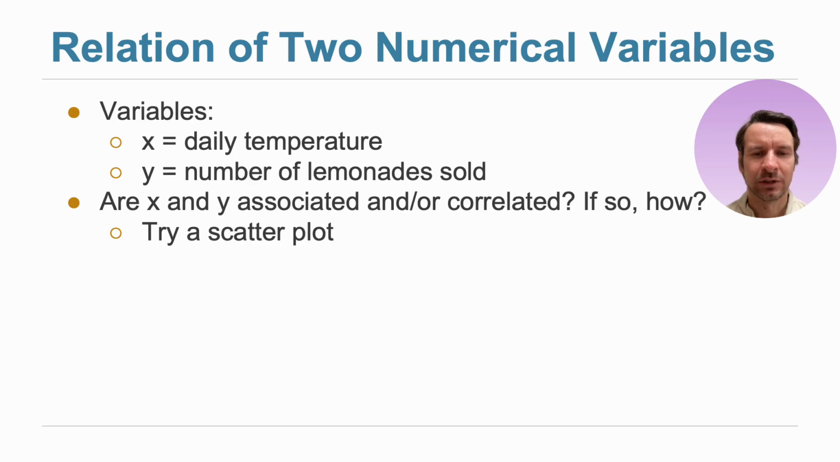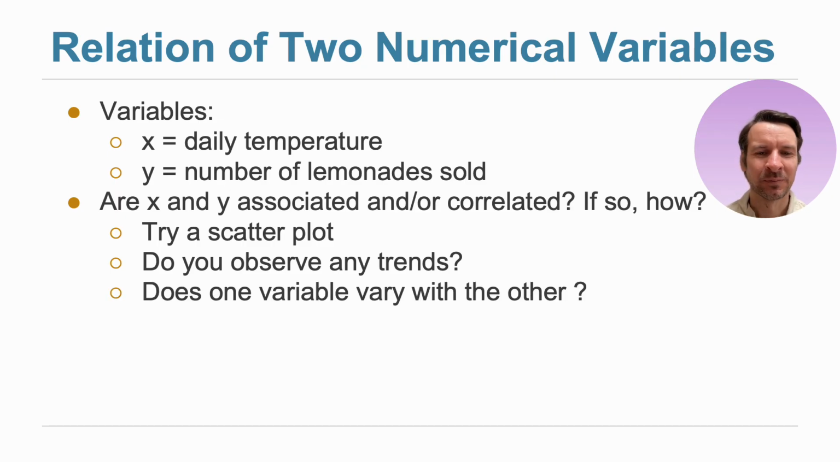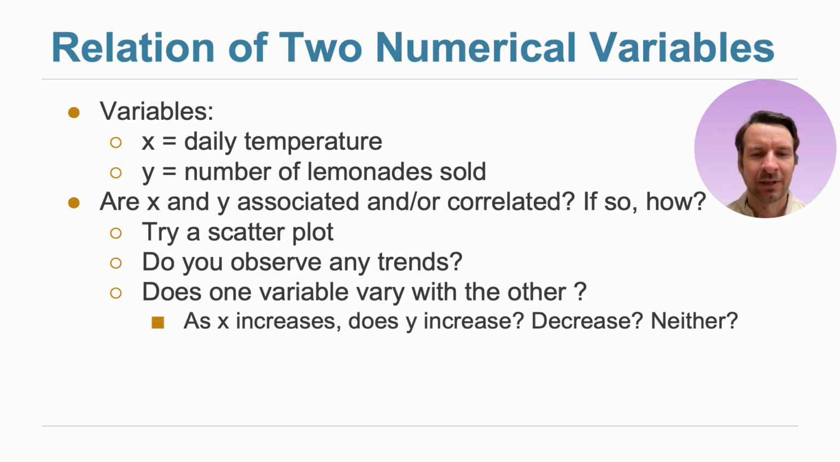Our question is we want to try. What you do is you do a scatter plot first. In the scatter plot you may see if there are any trends, like things go up and down together, right? And you can see if one of the variables changes, whether the other one changes too. Here the x-axis is the daily temperature, and the y-axis is the number of lemonades sold, and you can try to see if it increases, decreases, or neither of those things happen.